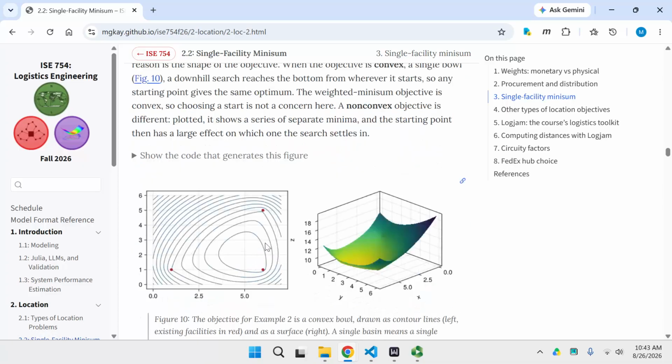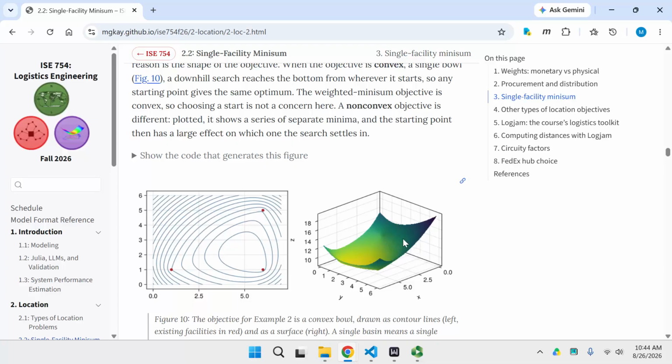Here's an example conceptually of what the total cost surface looks like. On the left side are contour plots, and these are the 3 existing facilities. The optimal location corresponds, again, this is the Fermat problem, to this low point right here. This is in 3 dimensions as a surface.